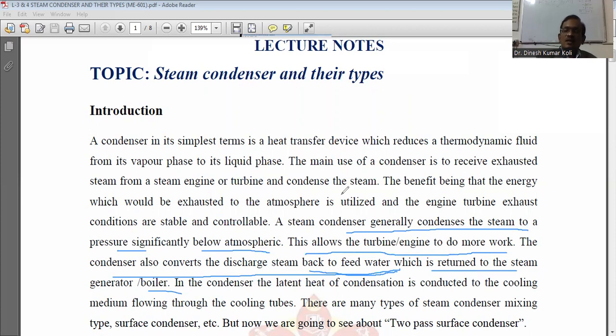It means the water is converted to vapor in the boiler, and steam is converted to water in the steam condenser. In the condenser, the latent heat of condensation is conducted to the cooling medium flowing through the cooling tube. In both the steam condenser and the boiler, phase change occurs at a constant temperature, that is the saturation temperature of the substance. But it is also a heat exchanger. There are different types of heat exchangers. We will cover a few here.